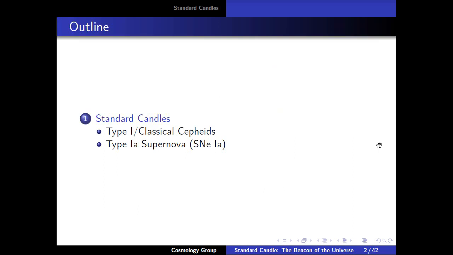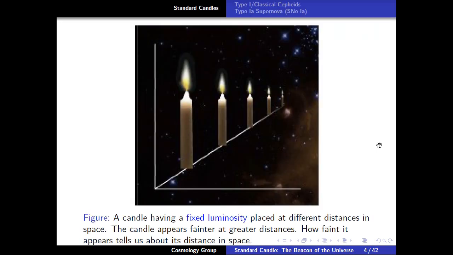So I am going to talk about type 1 or classical Cepheid and type 1a supernova, denoted by SNe Ia. This figure shows a candle having a fixed luminosity placed at different distances in space. The candle appears fainter at greater distances. How faint it appears tells us about its distance in space.